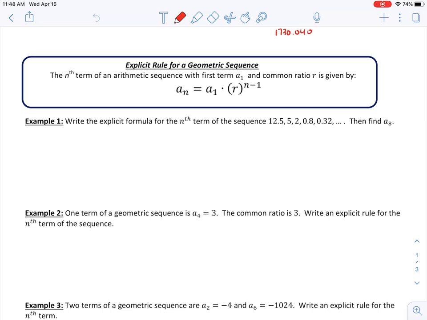Okay, so how do we write a rule for a geometric sequence? It's actually easier than an arithmetic sequence. Okay, here's the formula. It's a sub n, so that's what we call it, just like having y equals, right? It's just a sub n equals. That's just like your output. A sub 1, what does that mean? That's your first term. Times r, that's your ratio, to the n minus 1 power.